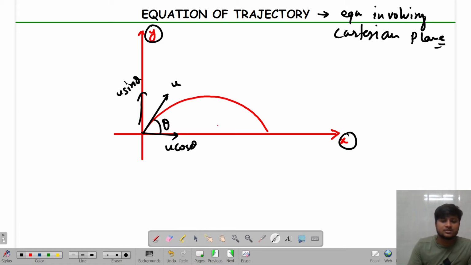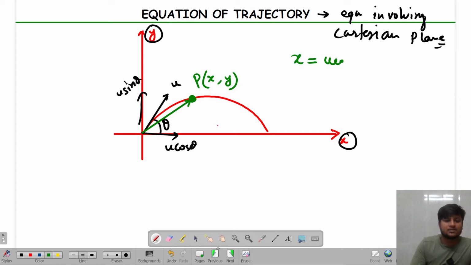So let's suppose the particle has come over here after some time t. Remember that the particle after some time t has come over here. Now we can create one displacement vector to denote the position of the particle, and that displacement vector will require the coordinates x comma y. So what will that x comma y be? x will be given as u cos theta into time t, and y is given as u sin theta into time t minus half g t square, as discussed earlier also.